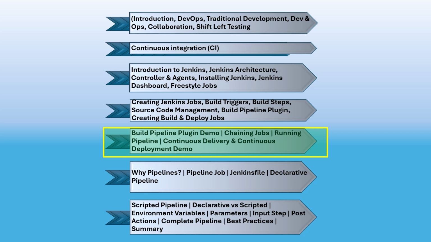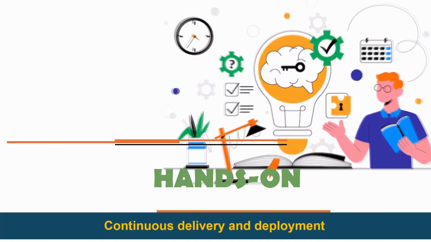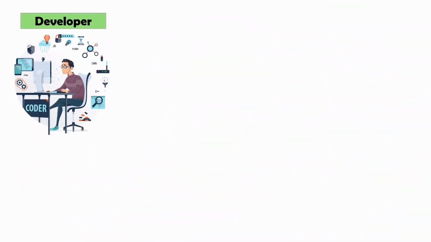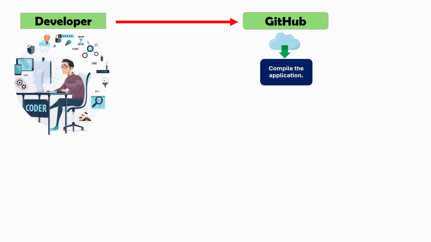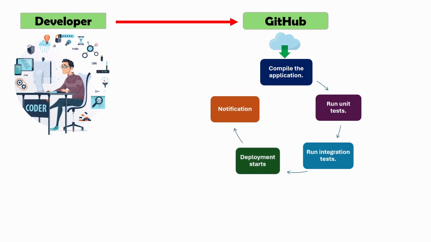Up until this point, we have learned how to create individual Jenkins jobs. However, real-world software development rarely consists of just one task. Think about our food delivery application. Suppose our developer pushes new code, what happens next? First, the source code is downloaded, then the application is compiled. After compilation, unit tests execute. If they pass, the integration tests begin, and if those succeed, the deployment starts. Finally, notifications are sent to developers.